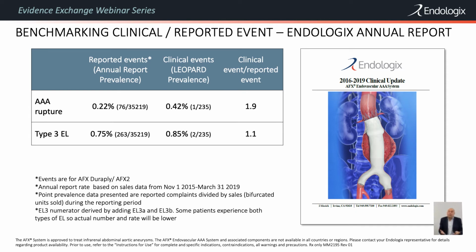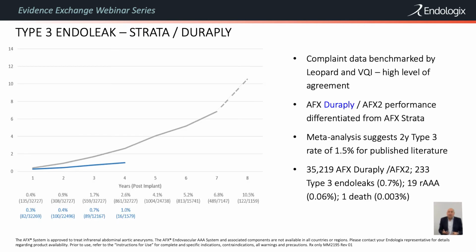What that allows us to do is to use complaint data to actually monitor trends. And what I'll show you here is our type 3 endoleak rate for the AFX platform. The AFX Strata patients are in grey, the AFX Duraply or AFX2 patients are in blue, and what you're seeing here is the sort of trend we want to see with Duraply and AFX2. That is a much lower type 3 endoleak rate.